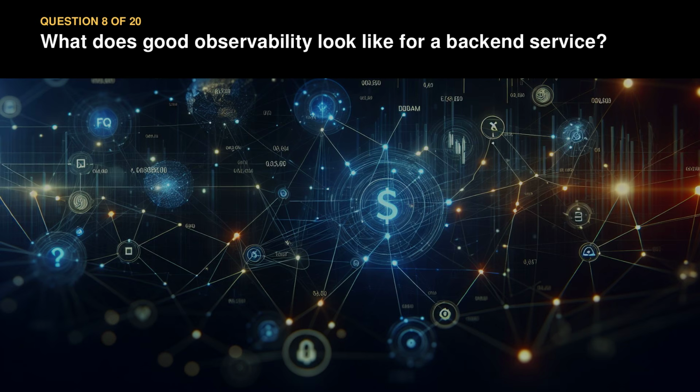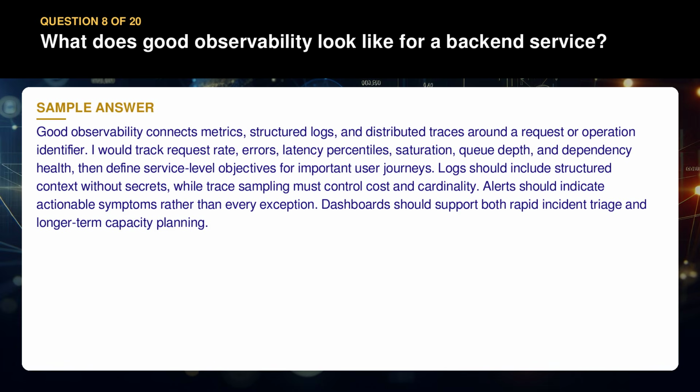Question 8. What does good observability look like for a backend service? Good observability connects metrics, structured logs, and distributed traces around a request or operation identifier. I would track request rate, errors, latency percentiles, saturation, queue depth, and dependency health, then define service-level objectives for important user journeys. Logs should include structured context without secrets, while trace sampling must control cost and cardinality.